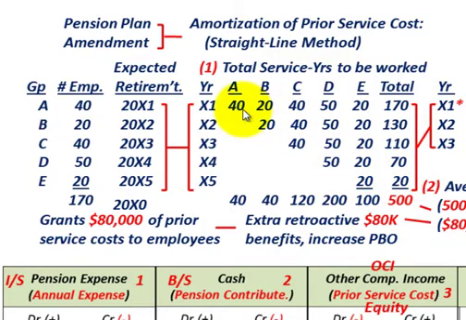So you see what's going on here. In each of those years, you have to look at the employees who retired in the previous year, and they aren't included in the next year. To determine the total service years worked, just sum year X1 through year X5. You're going to come up with 500 years of total service years to be worked, over which we're going to have to allocate this $80,000.